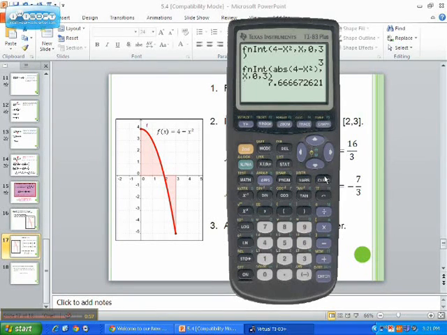Alright, folks. That's 5-4. We're going to do a lot of explorations with this section. We really need to make sure you are pretty confident with it.